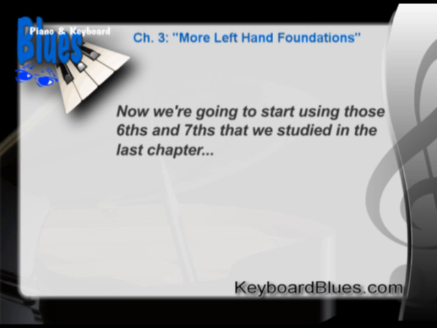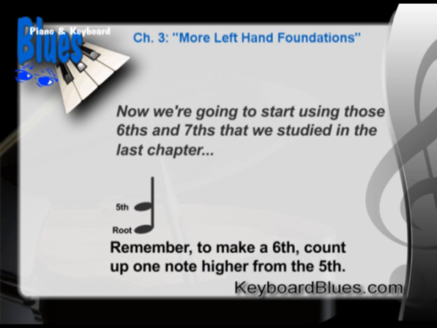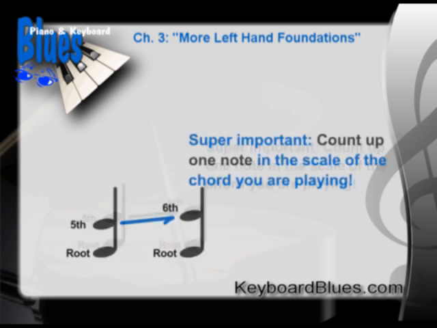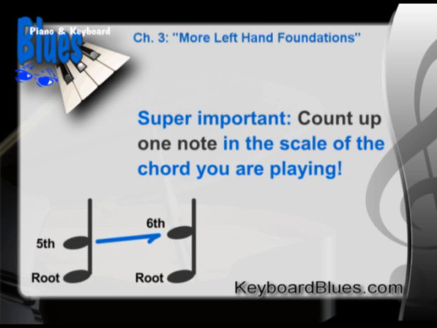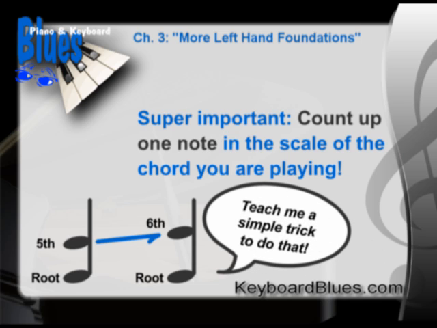Now we're going to start using those sixths and sevenths that we studied in the last chapter. Remember, to make a sixth, count up 1 note higher from the fifth. Super important: count up 1 note in the scale of the chord that you're playing. Now, let me teach you a simple trick to do that.